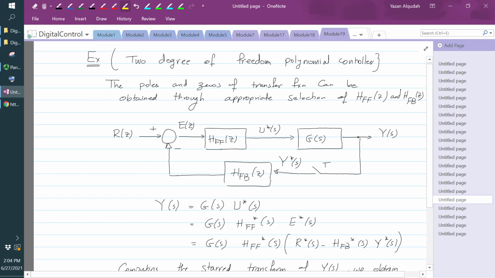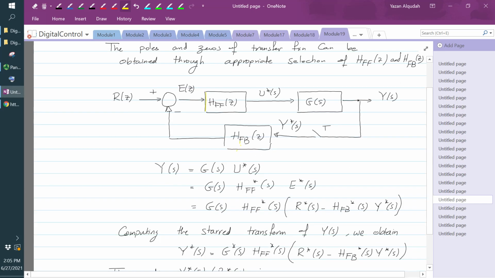We have HFF of Z and HFB of Z, feed forward and feed backwards. Now in this configuration we can select the poles and zeros of the transfer function through the selection of HFF and HFB. We'll see that when we look at the transfer function at the end.